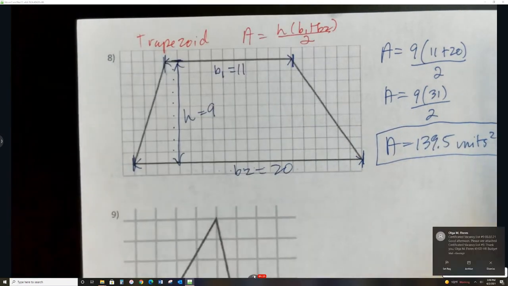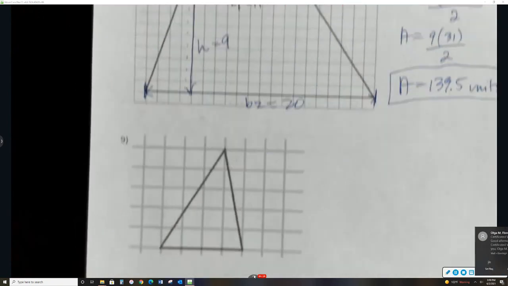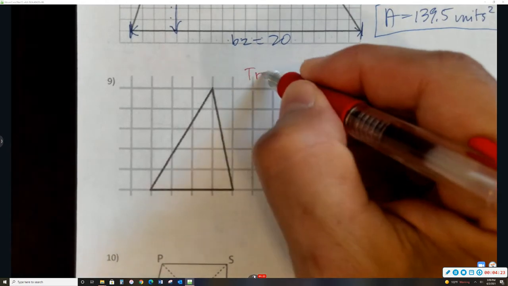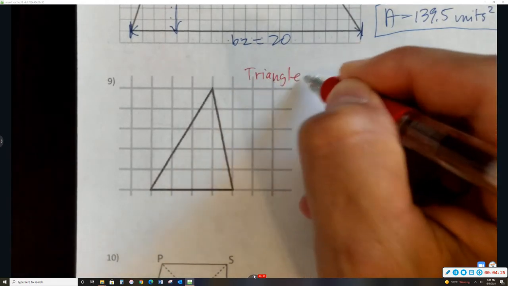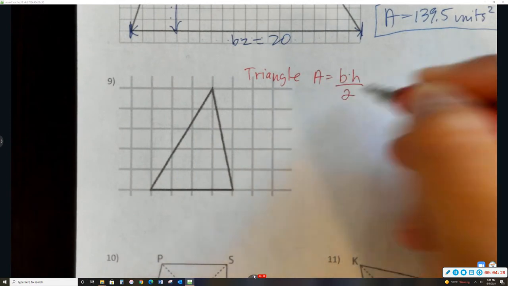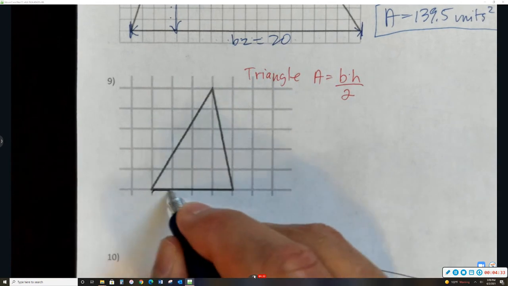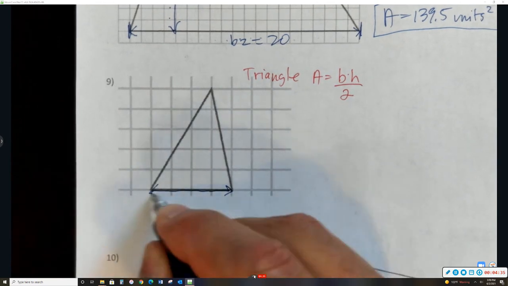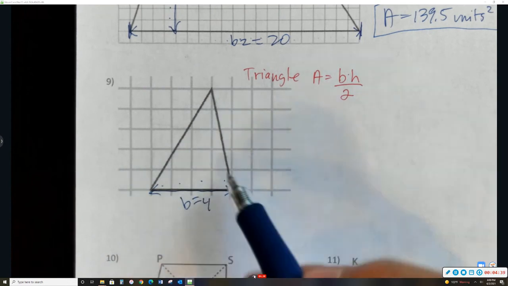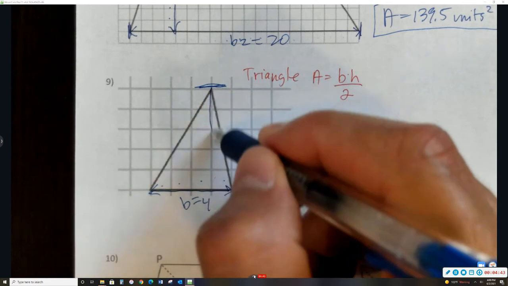And the last figure on a grid is this triangle. You guys know it's a triangle, but you may not remember the formula. The formula is base times height divided by 2. Again, base, no surprise, it's horizontal. 1, 2, 3, 4. So I know the base is 4. And the height, you just got to make sure you go from the very top of the triangle all the way down to the bottom.